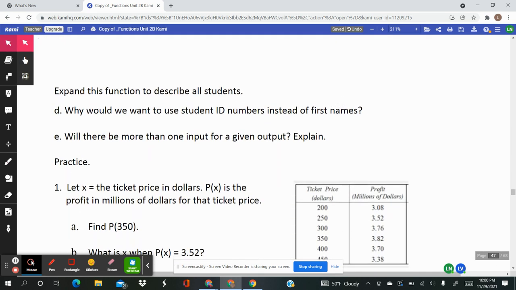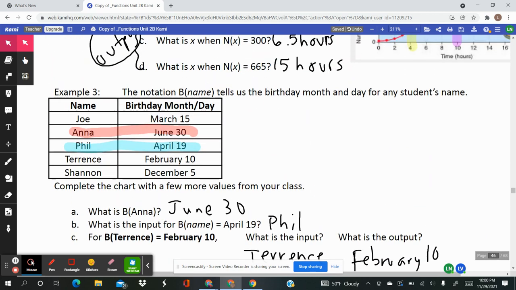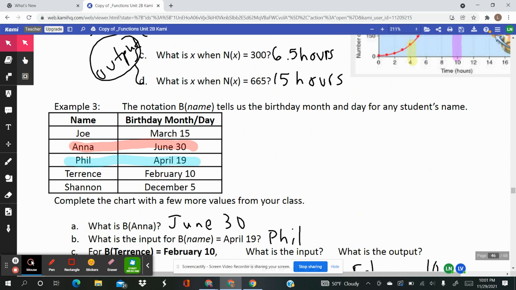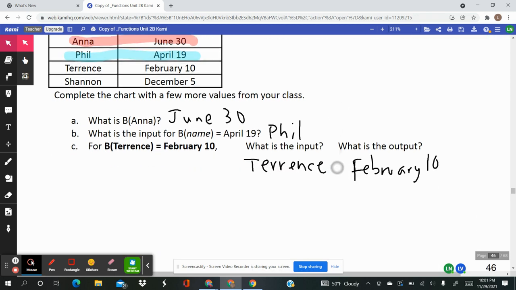So if we expand this function to describe all students, letter D is asking, why would we want to use student ID numbers instead of first names? Well, if we go back and look at this table, we have Joe, Anna, Phil, Terrence, and Shannon. That's only 5 students. Some classes might have students with the same name. So let's say that there are multiple Joes. Well, you might not know which Joe we're talking about. So if each student has a unique student ID number, then that would provide us with knowing exactly whose birthday was what day.